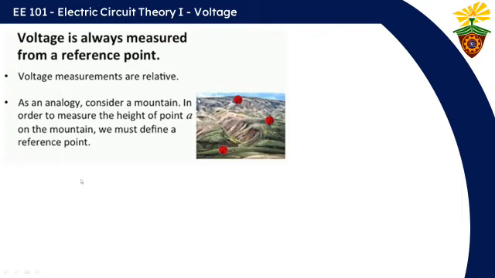Another important fact to realize about voltage is that the measurements are always from a reference point. In other words, voltage measurements are relative, not the voltage itself, but the measurement. As an analogy, consider a mountain. In order to measure the height of point A, for instance on this mountain, we must define a reference point, because we could measure A from B, or we could measure A from C. Or we could even measure A from sea level.